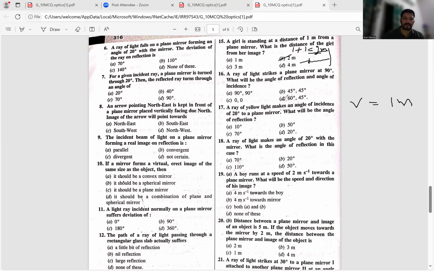Understand the concept. A ray of light strikes a plane mirror at an angle of 90 degrees. What will be the angle of reflection and angle of incidence? You will show the incident angle and reflected angle.